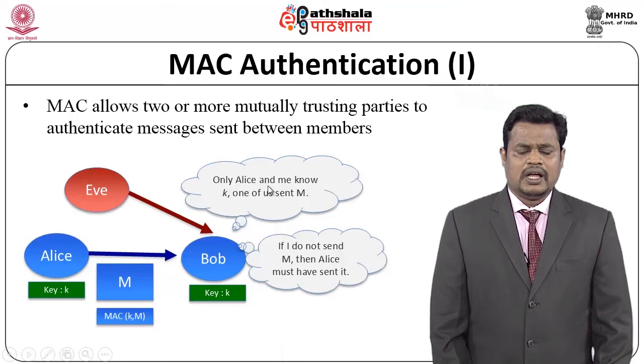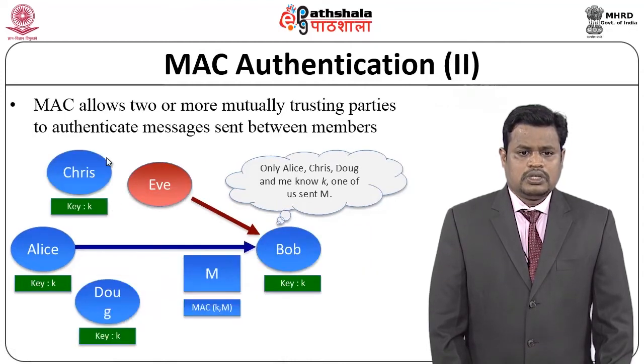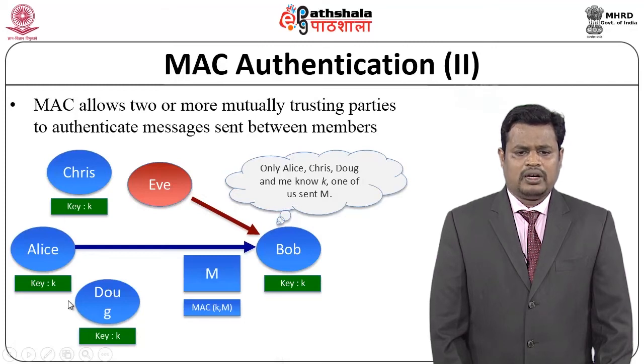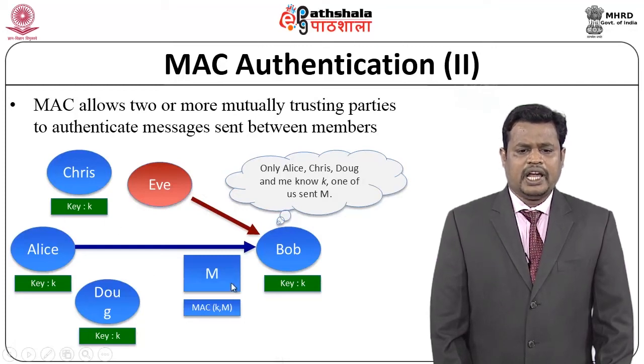So only Alice and me know the K, so if a message M is sent, one of us has sent the particular message. Eve cannot participate in the particular conversation. So in this case we can see that Chris and Doe, where they all have the K, can participate in the communication, but it is not possible for Eve.